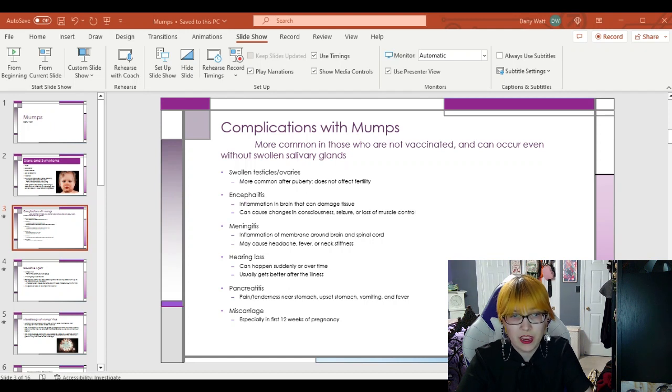Pancreatitis is pain or tenderness in the pancreatic area near your stomach. It can also cause upset stomach like nausea, vomiting, or additional fever. And if you get mumps while you're pregnant, especially in the first 12 weeks, it can cause a miscarriage, so you'll lose the baby.